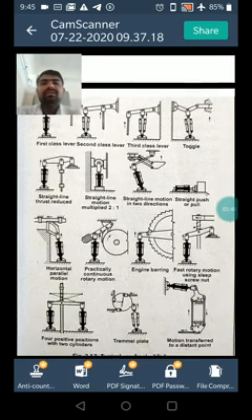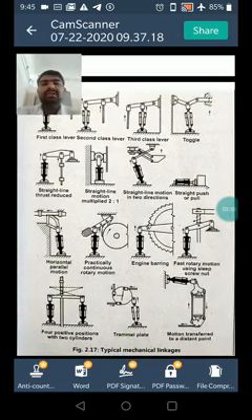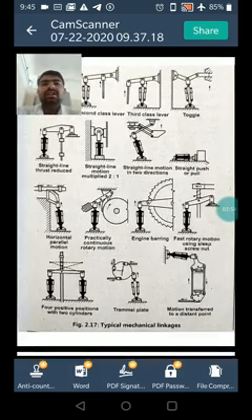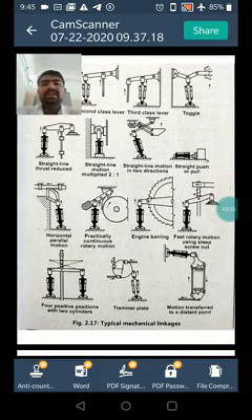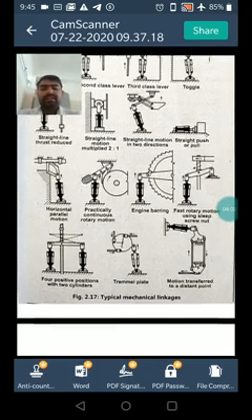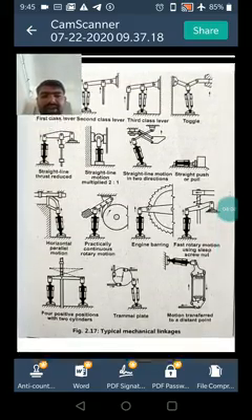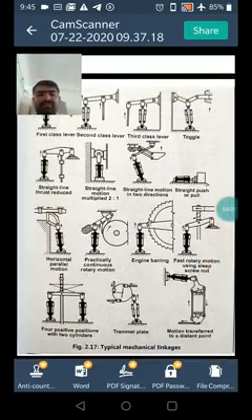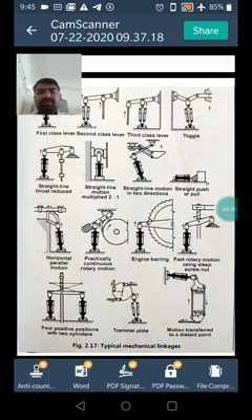Cylinders are often subjected to side load due to misalignment. The perfect alignment is possible as shown in the figure. These are the types of mechanical linkage. They have various names: first class lever, second class lever, third class lever, etc.